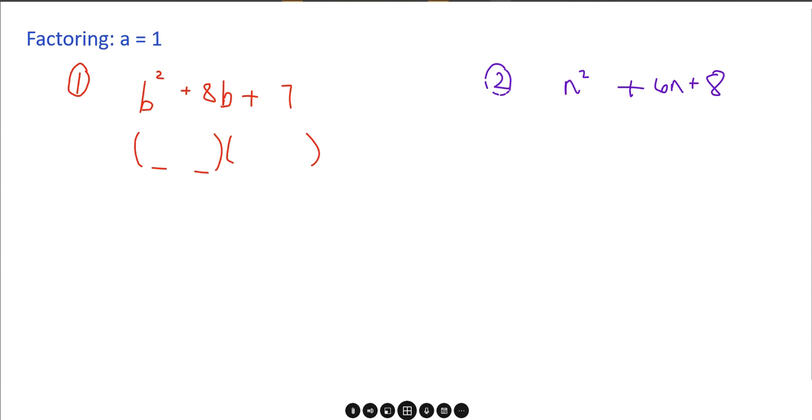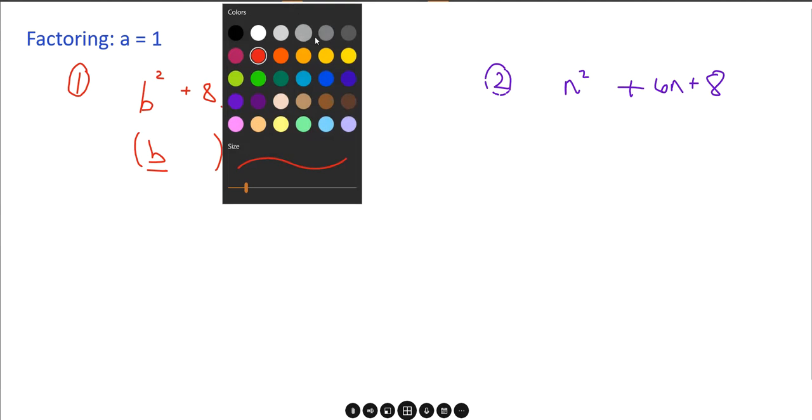Okay? So, here we go. We know that the first 2 terms need to be b's, because if I multiply or FOIL or distribute back together, if I do b times b, that's what's going to give me a b squared. So these 2 first terms are always the variable, but just singular, so not squared, because b times b is going to be b squared.